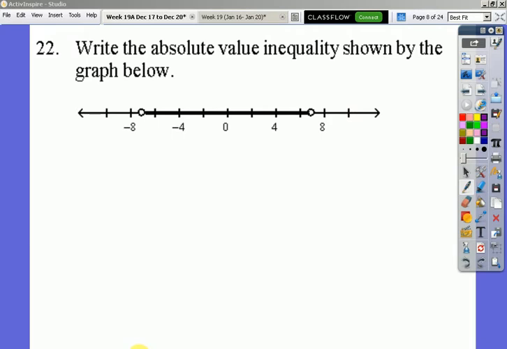So you want to pay particular attention to number 22. This is probably one of the hardest of the group questions in your 40 questions. It says, write the absolute value inequality shown by the graph below. So the very first thing you want to do is determine what this number is. Negative 7. What's this number? Positive 7. So you have to come up with some sort of absolute value, and you have to have that 7, right?